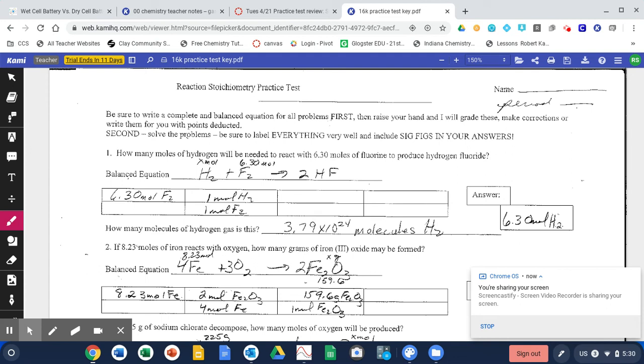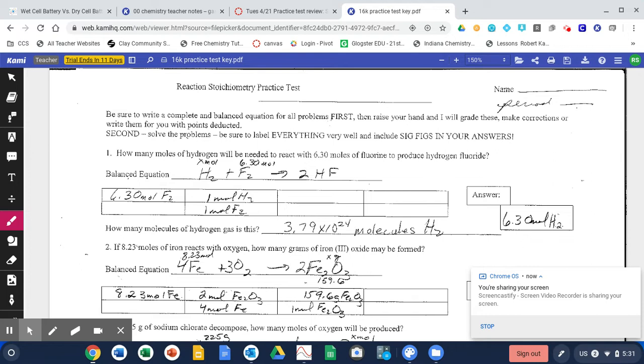So let's go over the reaction stoichiometry practice test. This first problem is a mole-mole problem, and so you are given 6.30 moles of fluorine, and you want to know how many moles of hydrogen are required. Notice it's a 1-to-1 mole ratio, so they're going to be equal numbers. So the answer is 6.30 moles of hydrogen.